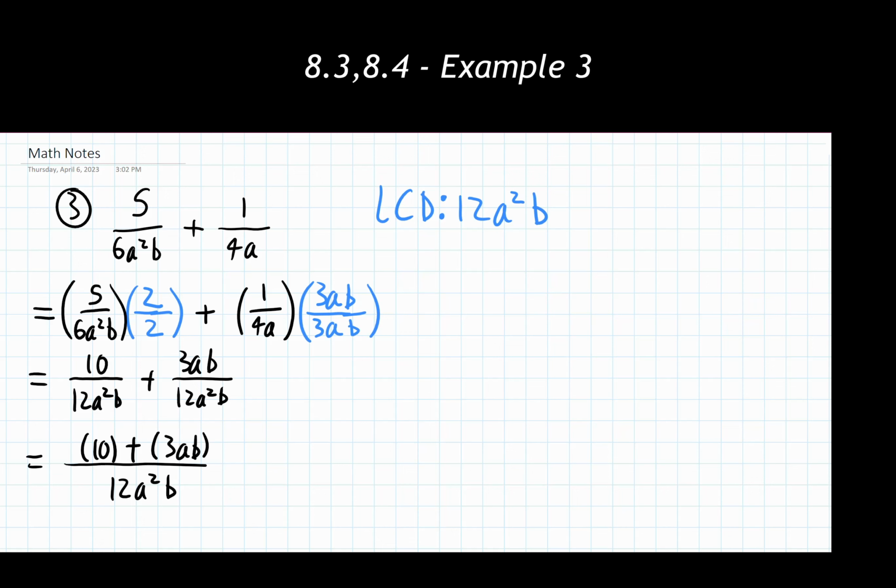Step 5 says to simplify the numerator. Well, I can't really do any simplification with the numerator specifically. I can't add or subtract anything together. There's no distribution that's happening. I've got a variable term and a constant term, so those things are going to need to stay separated. So I'm just going to do a small rewrite. Actually, I'll move this up here because I'm running out of space. And I'm going to get a new numerator of 10 plus 3ab over 12a squared b. Didn't really change a whole lot. I just dropped the parentheses. That's all right. Good there.